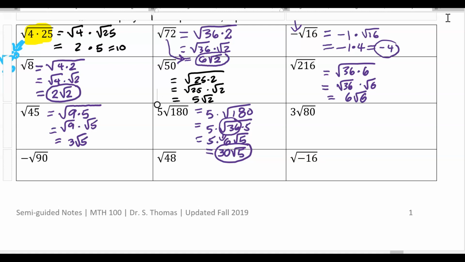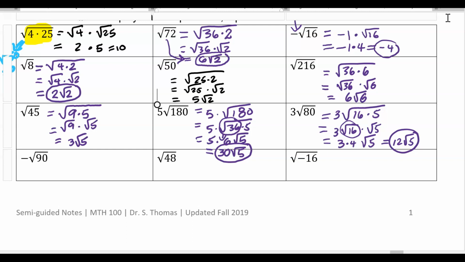Now we have 3 times the square root of 80. Now what is the largest perfect square that can divide into 80? So 16 times 5 is 80. Again, you can split that up if you wanted to, or go right to 3 times 4 square root of 5, since the square root of 16 is 4, and 3 times 4 is 12 square root of 5. So 12 times the square root of 5 is the final answer.